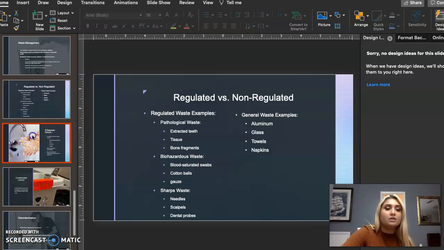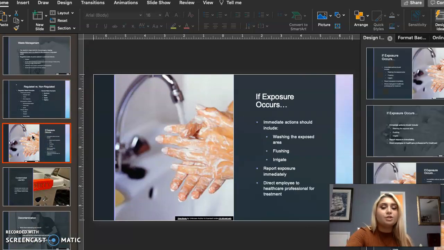So moving on, if exposure is to occur in the office, immediate actions should be taken. You should be washing the exposed area, flushing and irrigating should occur. You should be reporting the exposure immediately, and the employee should be directed to a healthcare professional for treatment.